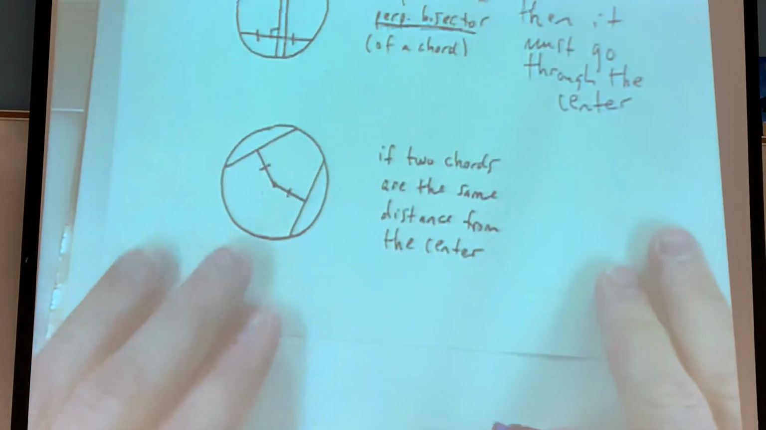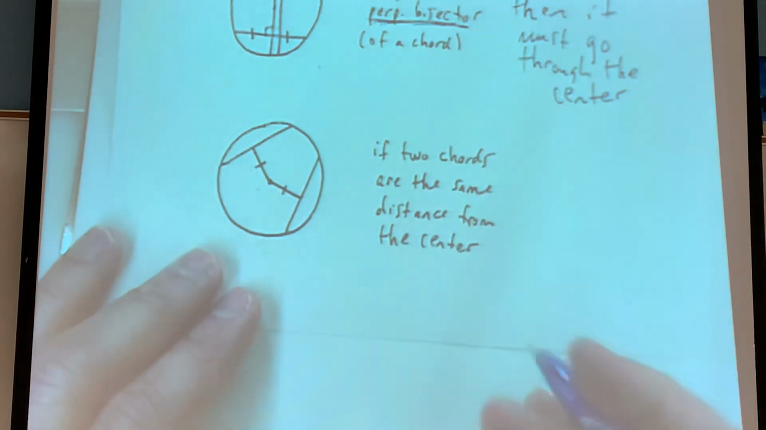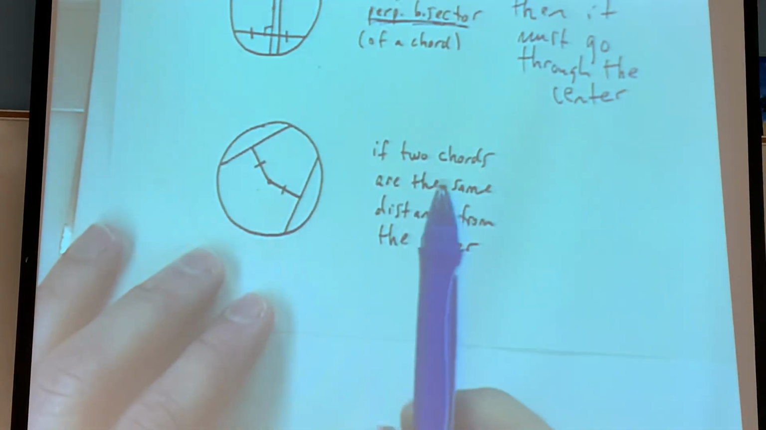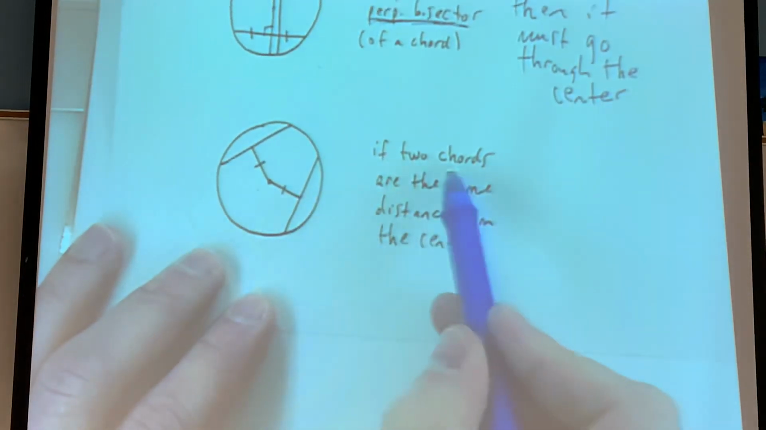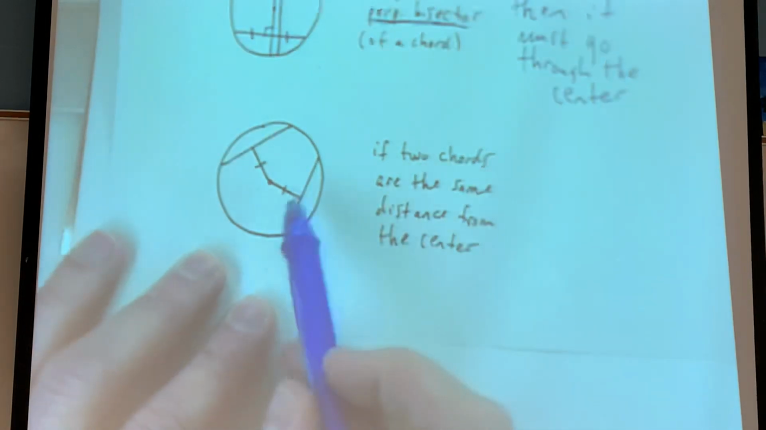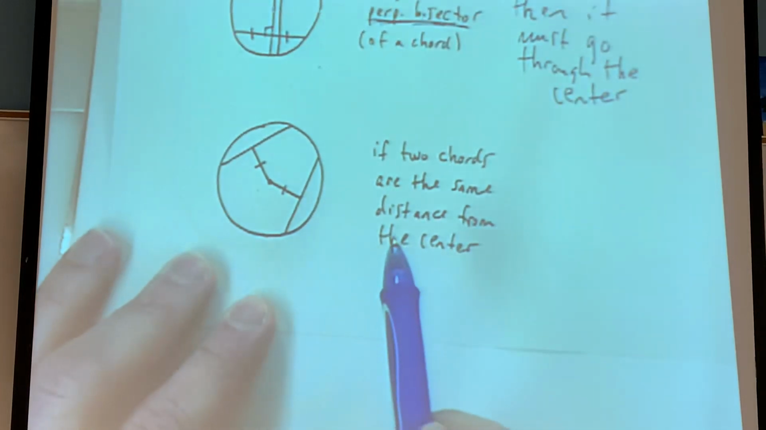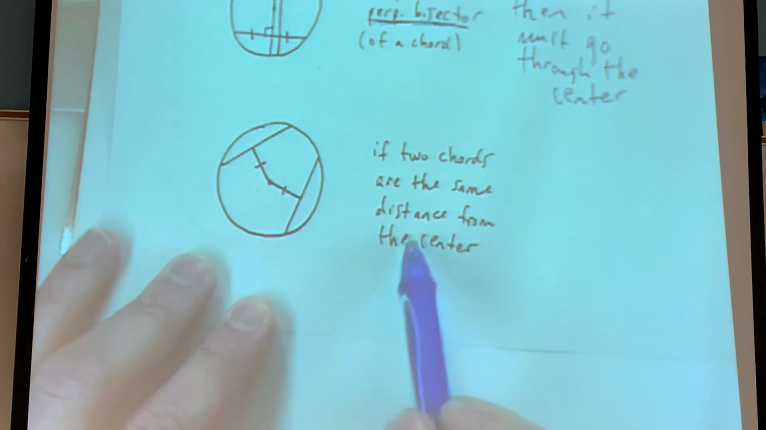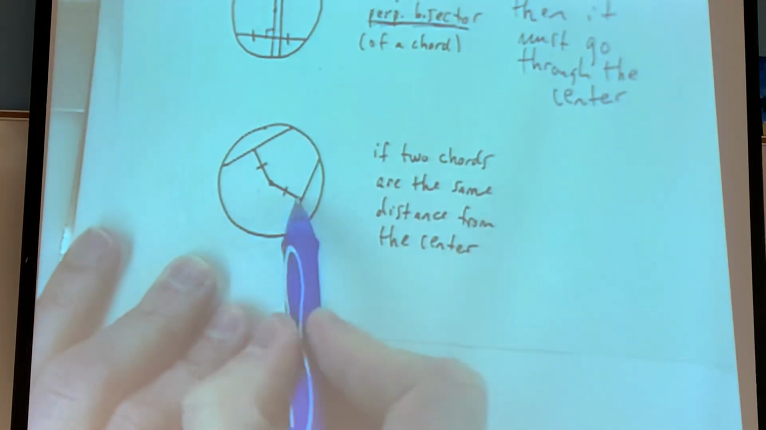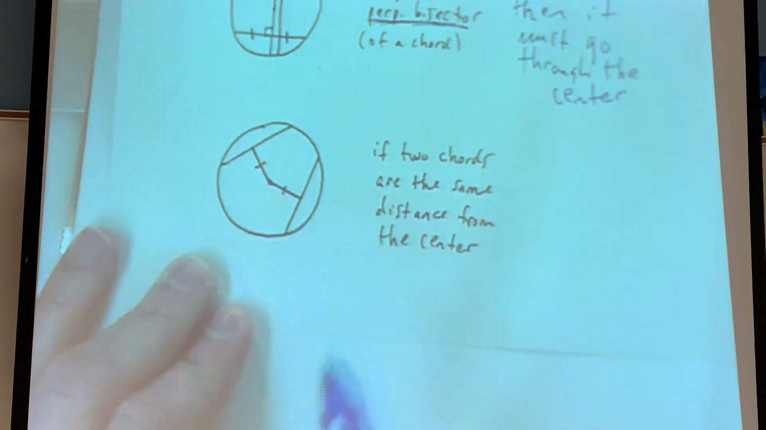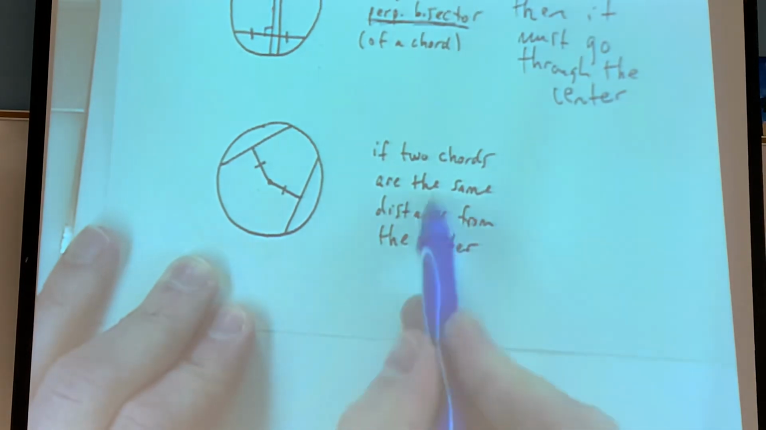And the last property. Now on this one, here's what you have. You have two chords, here and here, two chords. And what you have is you have them being the same distance from the center. Now, the reason you know they're the same distance from the center is because these two segments are congruent. Okay, so these two segments being congruent means they're the same distance from the center.